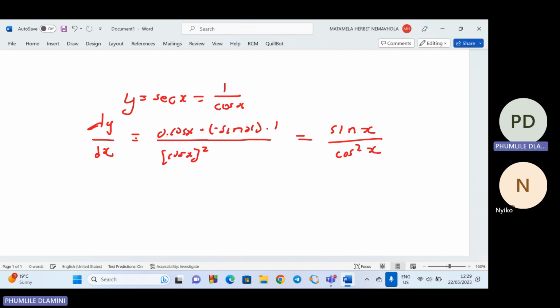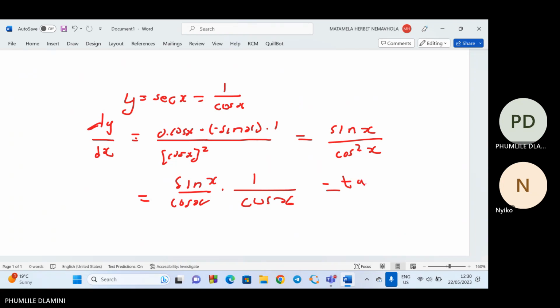So this is the same as we can write it as sine x over cos x, I'm just separating, times 1 over cos x. These two, when they multiply, give us cos squared x. So here I can see that sine over cos, we know that is tan x. And 1 over cos, we know that is sec x. So the differentiation of sec x equals sec x tan x.